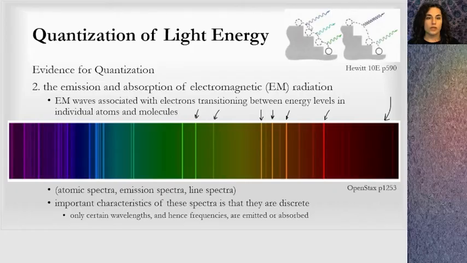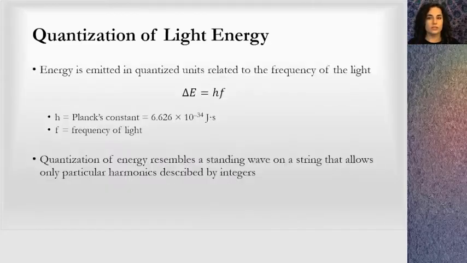When an atom transitions between states, photons are emitted, and depending on those energy levels, it determines the energy of that light being emitted. We call this atomic spectra, emission spectra, or line spectra. And the important characteristic of these spectra is that they are discrete. Okay, you can see that in here. Here's one. They're very discrete. They're very precise values. And so what we see is there's this quantization of light energy.